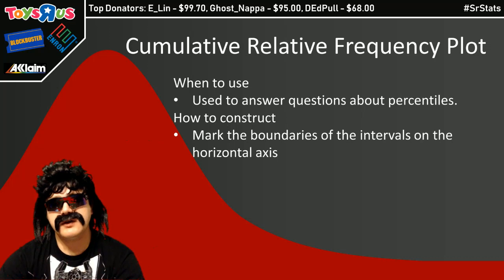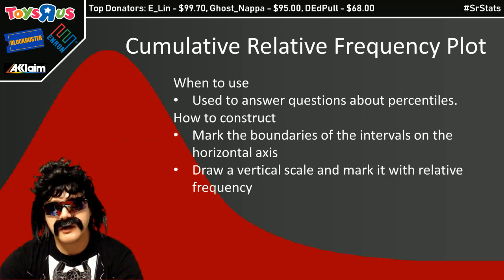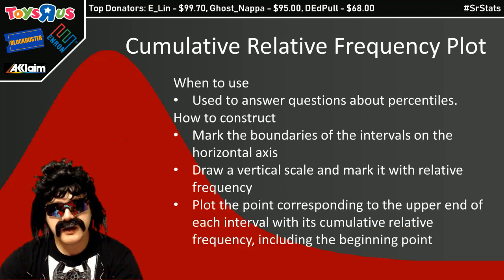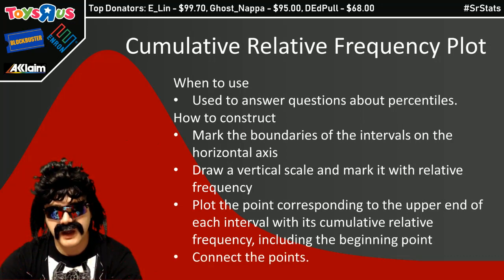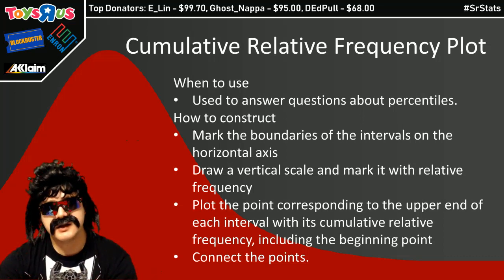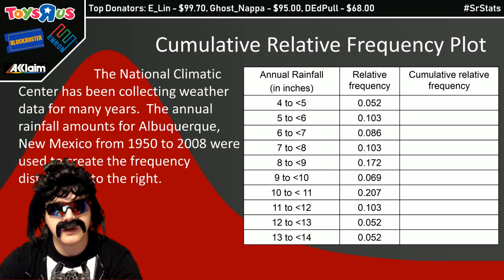We mark the boundaries of the intervals on the horizontal axis, draw a vertical scale and mark it with a relative frequency, plot the point corresponding to the upper end of each interval with its cumulative relative frequency, including the beginning point. And then we connect the points. This is a lot easier to actually just see our value and work through it that way. So, let's look at this one.